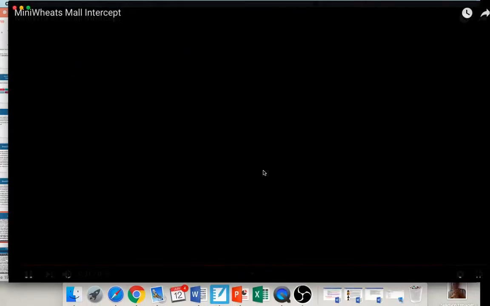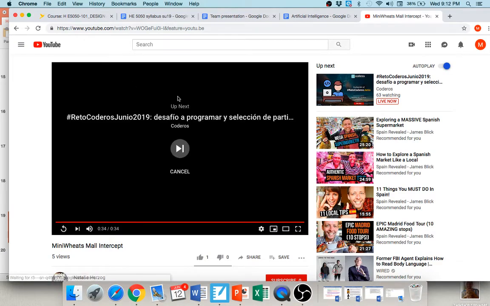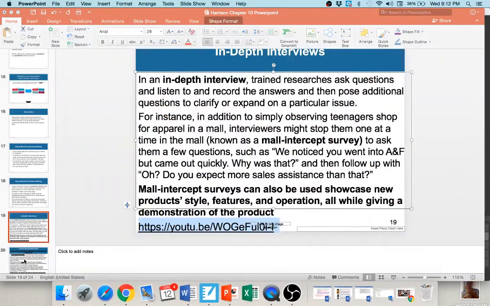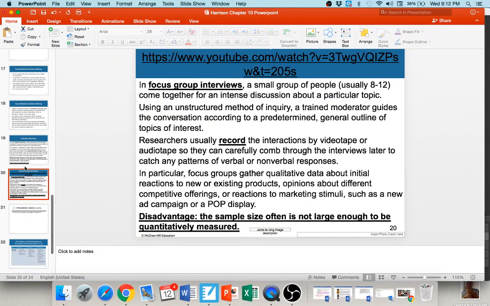Okay, so you got to see an example of these Frosted Mini-Wheats and how they were engaging in a mall intercept survey with passersby in a mall. One of the most important things from this week that I want to talk to you about are focus group interviews. When I say a focus group interview, I'm talking about a really small group of people, usually anywhere from 8 to 12. It can be more, it can be less, but usually they all come together for some kind of intense discussion about a particular topic. And I do have an example I'm going to show you in a second.